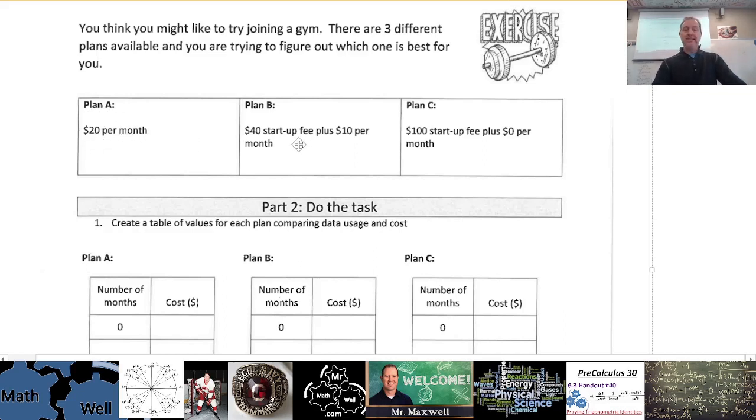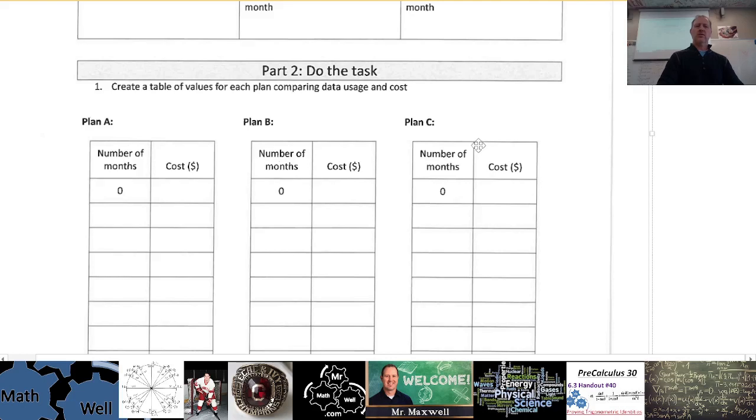Plan B has a $40 startup fee, so you owe $40 before you even start, and then it's only $10 per month. Plan C has a $100 startup fee, plus $0 per month. That's interesting. So that must be for some term maybe, but $100 and then it's $0 per month. So we're going to go with those 3 plans. Now, obviously, there's a difference between each of those 3. So what do those differences look like?